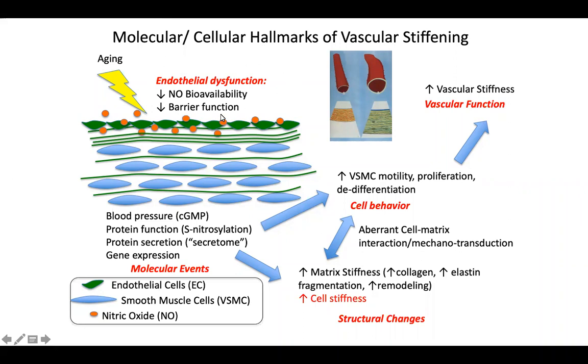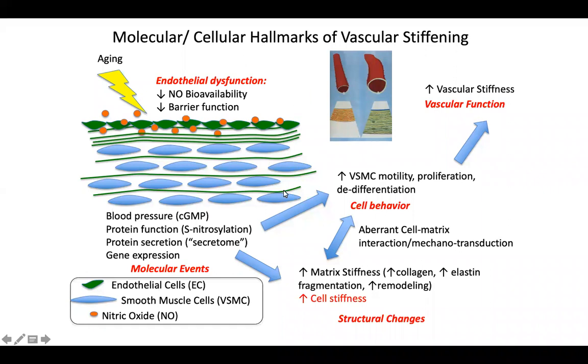there is significant endothelial dysfunction. This includes a marked reduction in the nitric oxide bioavailability. So NO here is nitric oxide, and a drop in the endothelial barrier function. This decrease in nitric oxide bioavailability not only directly impacts blood pressure, but also regulates protein function through a post-translational modification called S-nitrosylation. It can affect protein secretion, gene expression, et cetera. And all of these molecular events have been shown to happen with age.